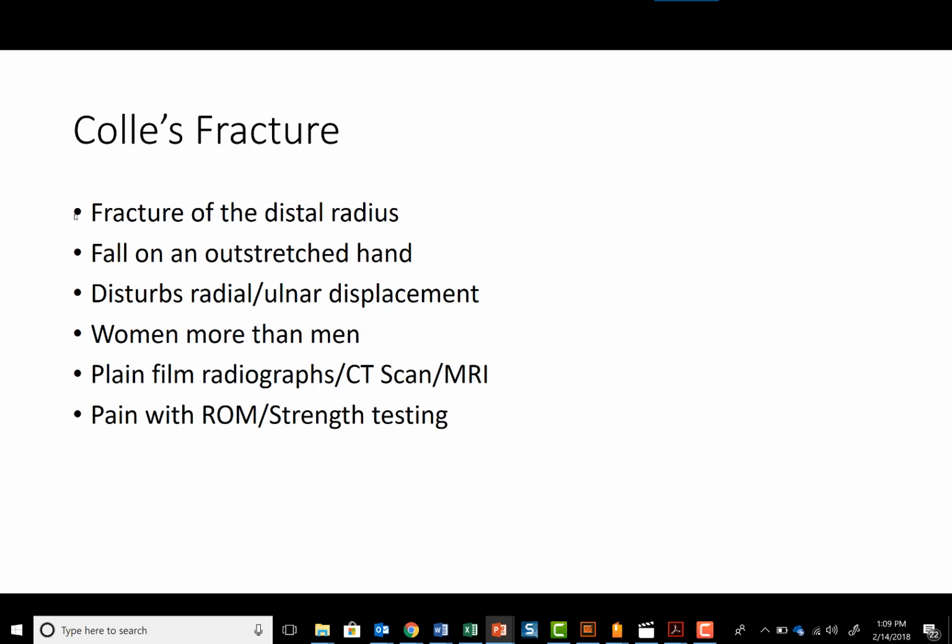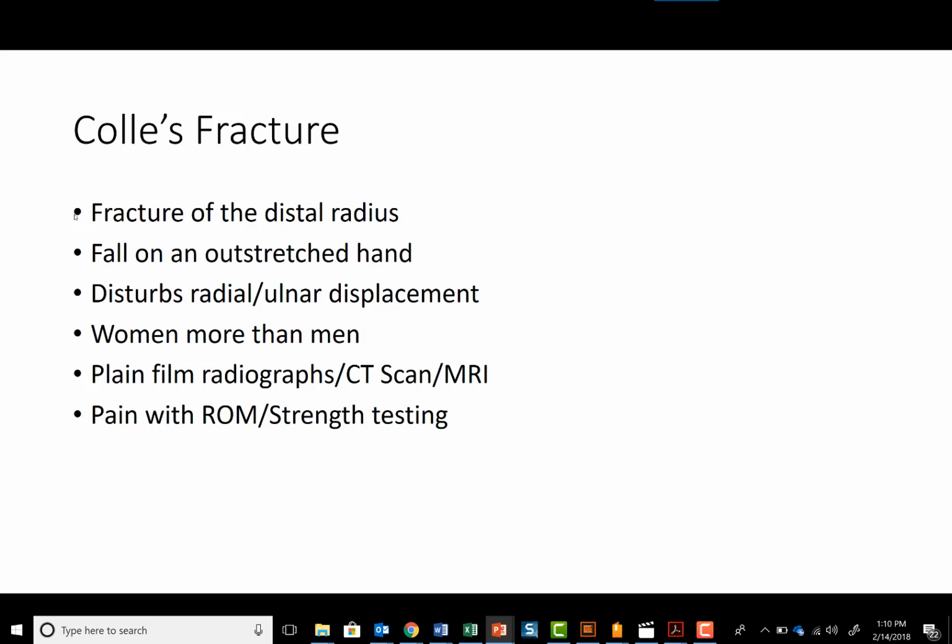Colles fracture of the distal radius. A Colles fracture can stretch into the joint space. What usually happens is a fall on an outstretched hand disturbs the radial ulnar displacement. I was talking about the variance in the ulnar and the radial in the first PowerPoint. We need to remember that in a Colles fracture, it could disrupt that, and then that needs to be surgically repaired. Can be a little bit tricky. Usually you're playing film radiographs, CT scan, MRI, pain. Obviously, this isn't something you're going to treat conservatively. They're going to come out of surgery.